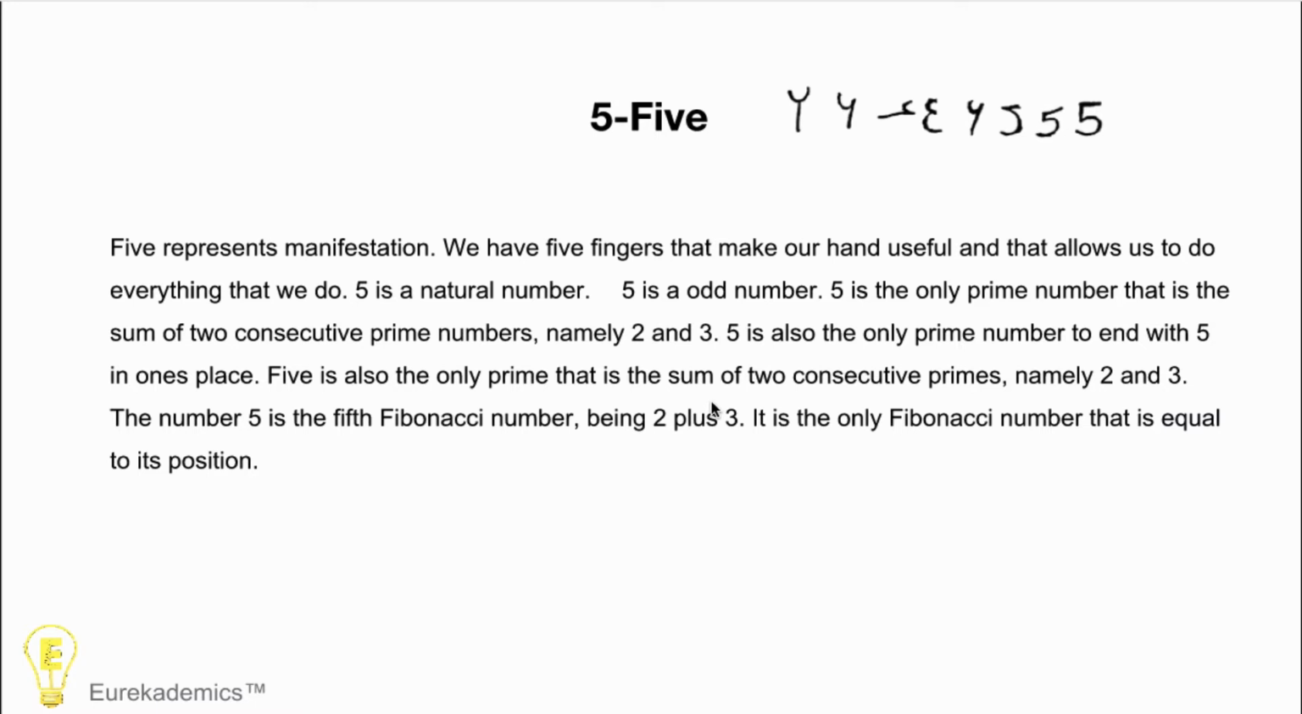5 is also the only prime, we'll study primes later, so bear with me, that is the sum of 2 consecutive primes, namely 2 and 3. And the number 5 is the 5th Fibonacci number, being 2 plus 3 as well. And it's the only Fibonacci number that is equal to its position. That's why it's the power number.